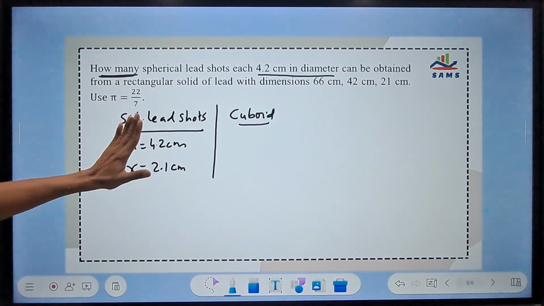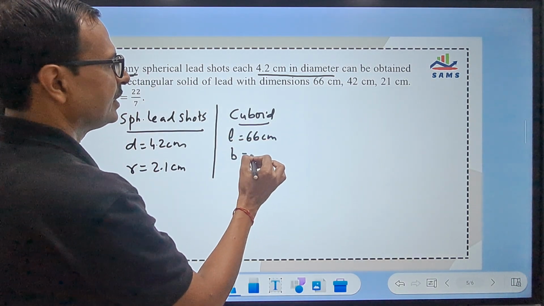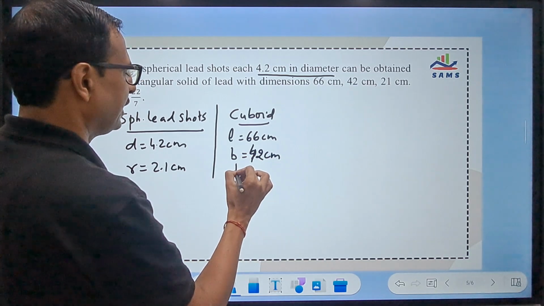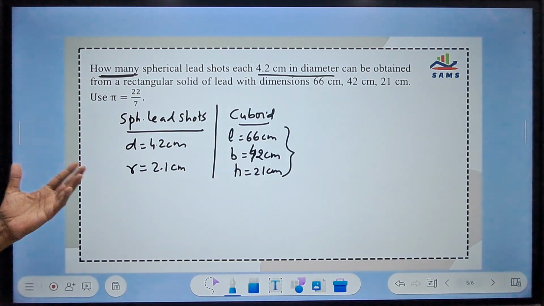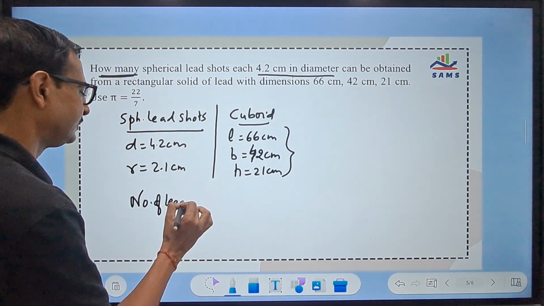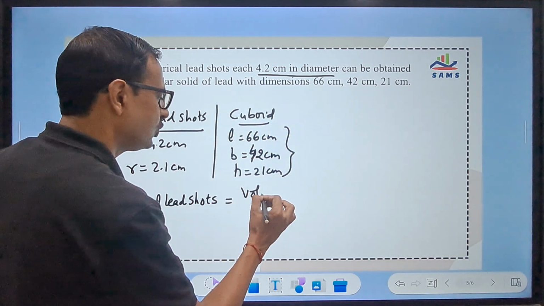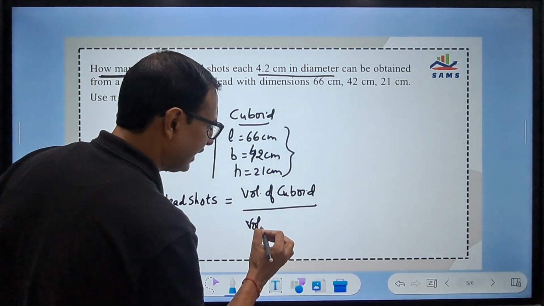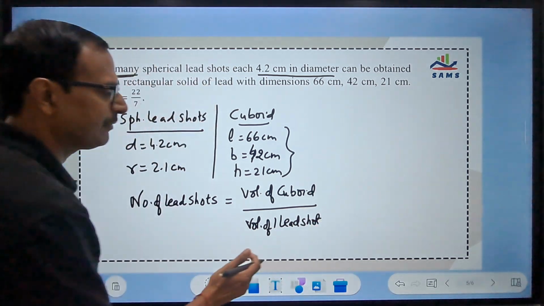So how many lead shots are obtained? The length is 66 centimeters. The breadth is 42 centimeters, and the height, say small h, is 21 centimeters. Now these are the dimensions of the cuboid. So again, just like the previous thing, we have to use the same concept. Number of lead shots will be, what is the big thing you are melting? Volume of cuboid, and divide that by volume of one lead shot. Now this is the concept we have to use.